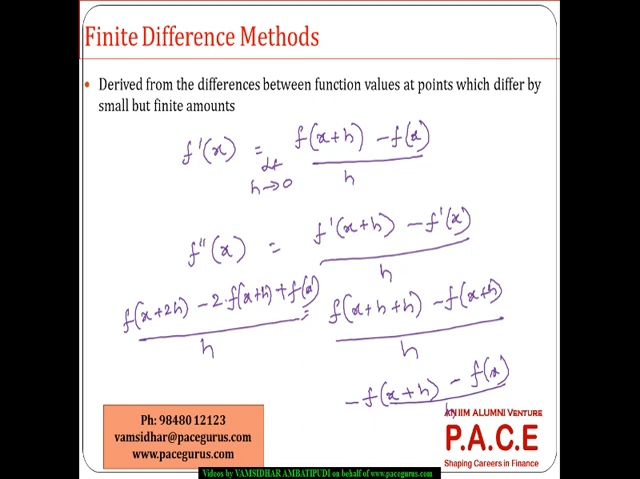So these kind of mechanisms are typically used to identify the derivative with respect to a particular variable. And these differences, which are approximated values, are computed and typically used as a substitute for the partial derivatives. So that is what the finite difference methods are about. We'll take up an example relating to the finite difference methods as well.